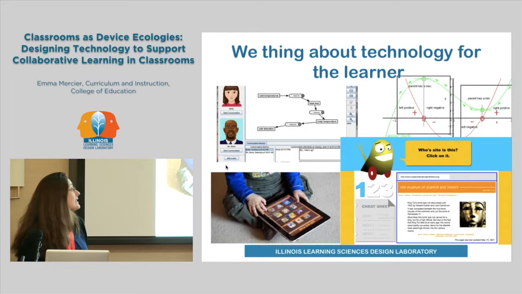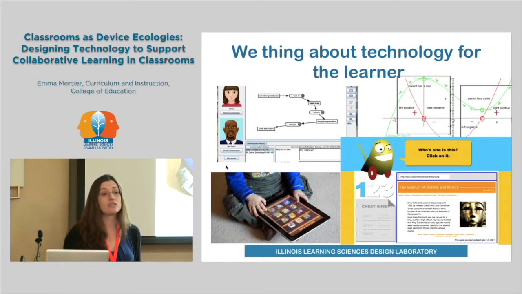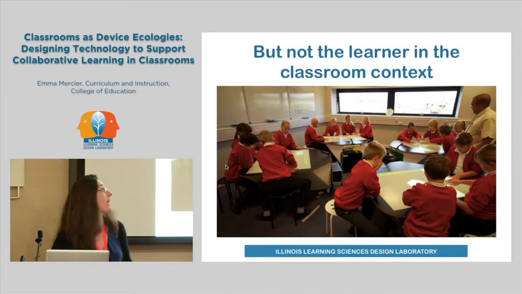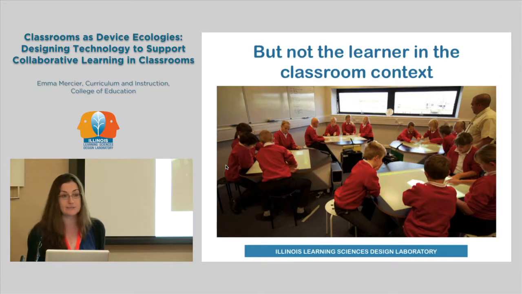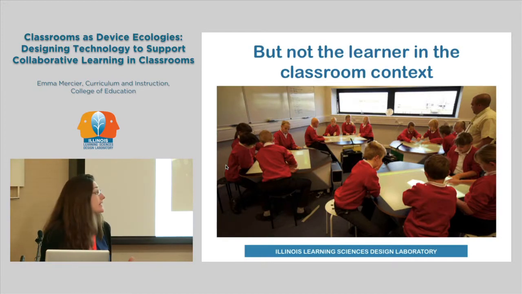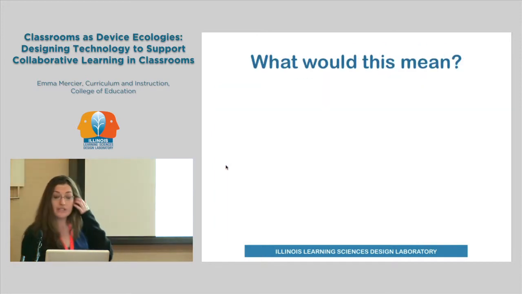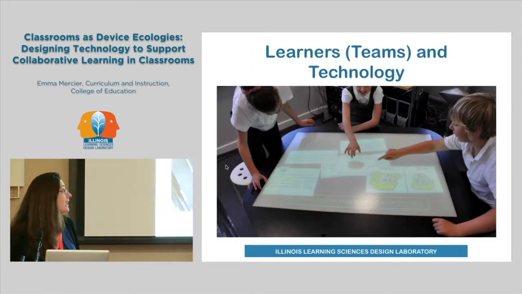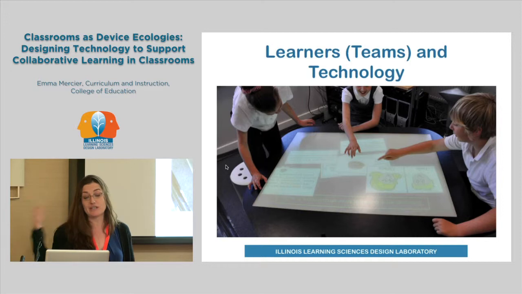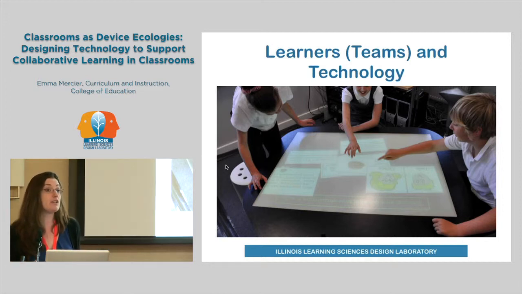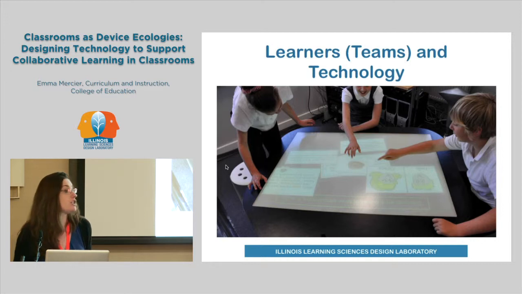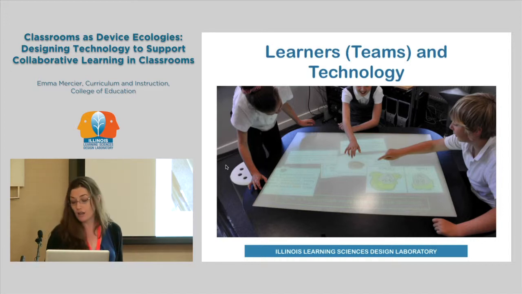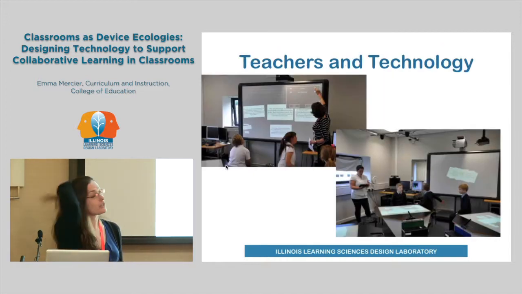I think one of the reasons this is the case is because when we create technology for learners, we think about the technology and the learner, but we don't think about the learner in the classroom context. And this is where learning really needs to take place. So what would this mean? It would still mean thinking about the learner and the technology, or the teams, which I tend to think about as collaborative learning, not individuals learning. And we really do need to think about how they interact with the technology and how the technology supports their learning. But we also need to think about the teachers and the technology.